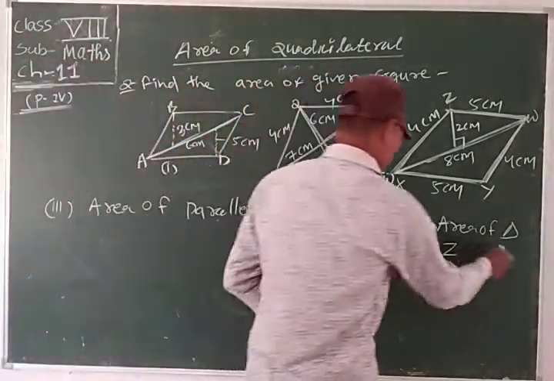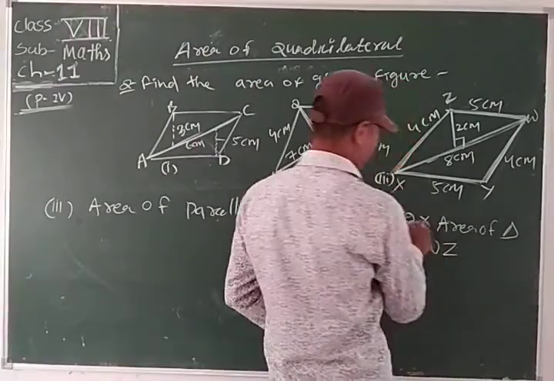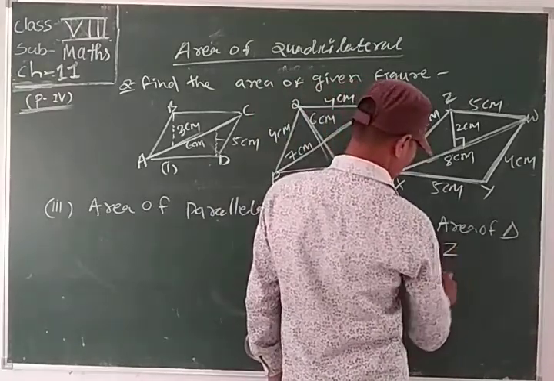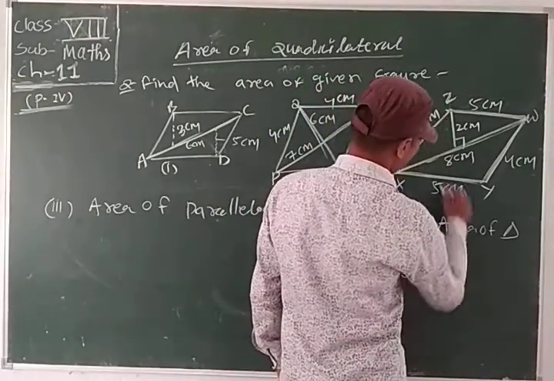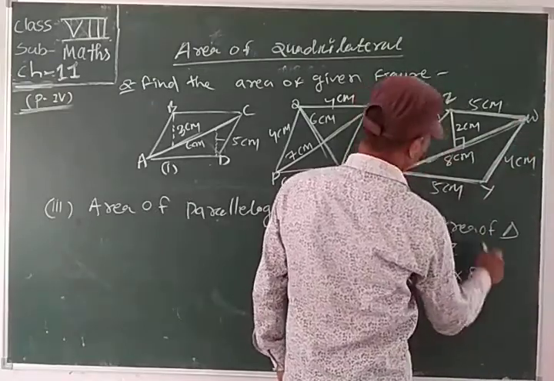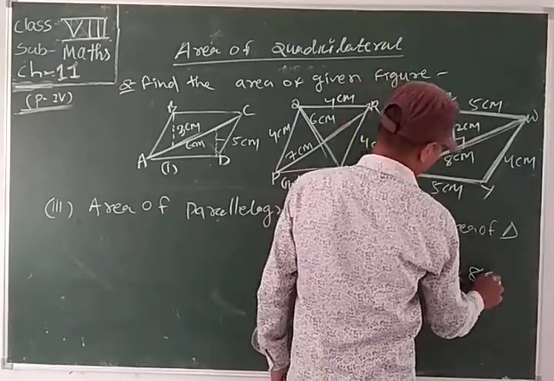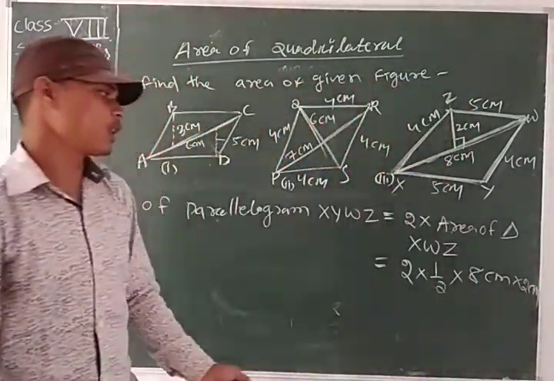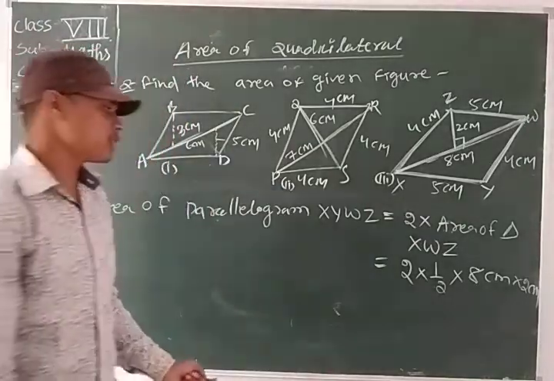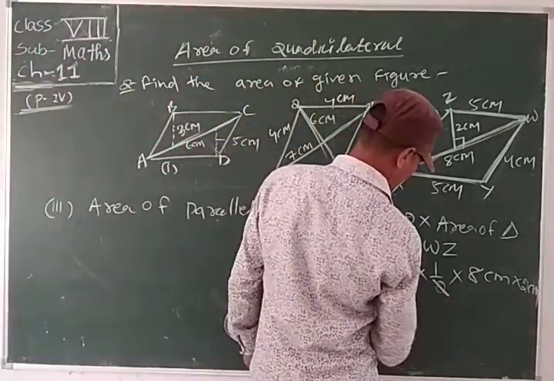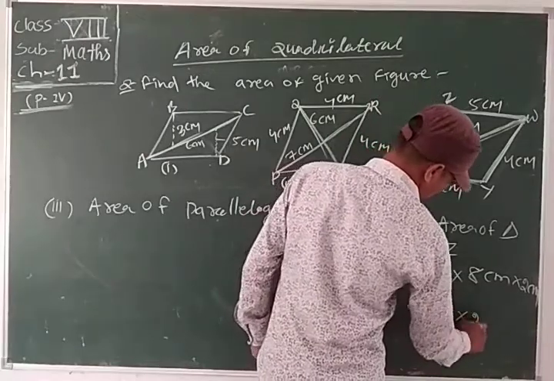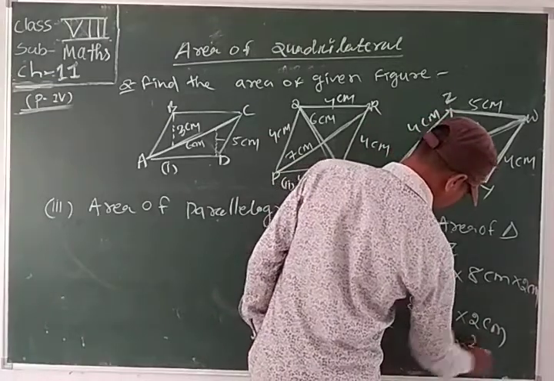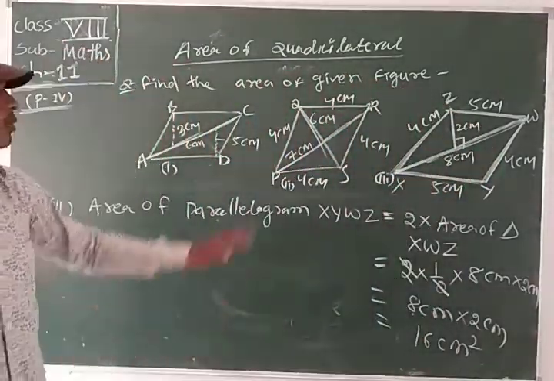We know the area of a triangle is 1 by 2. Why do I multiply by 2? Because there are two triangles. So 2 into 1 by 2 into base, which is 8 centimeter, and height, which is 2 centimeter. Now the 2 and 2 cancel, so 8 centimeter into 2 centimeter equals 16 centimeter square.